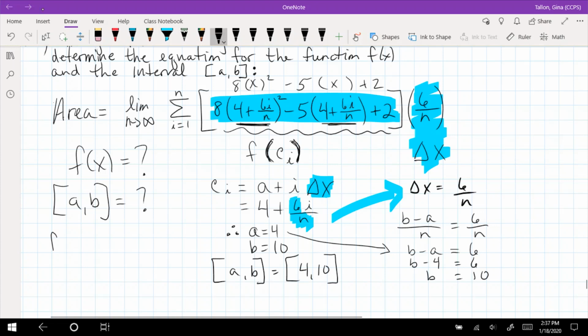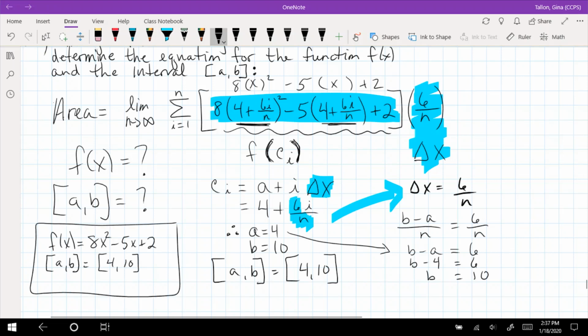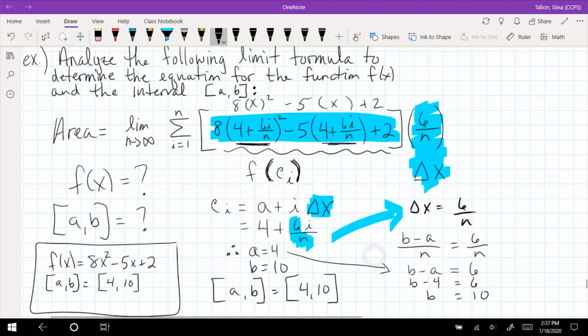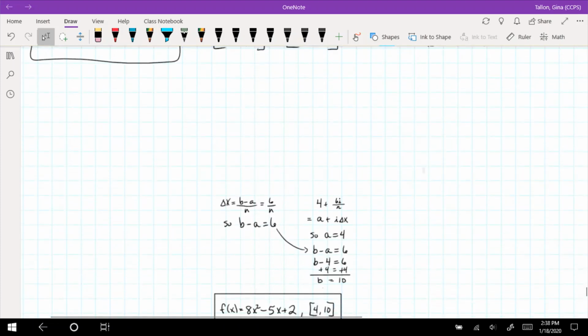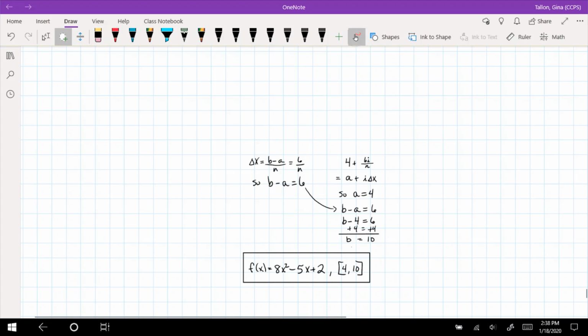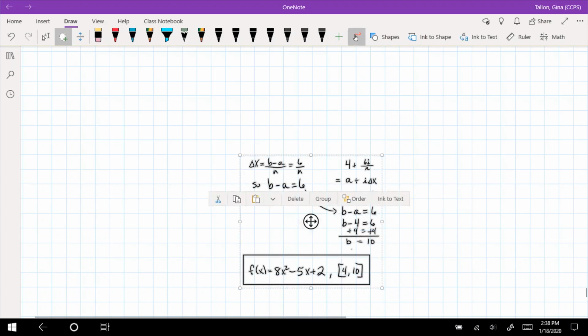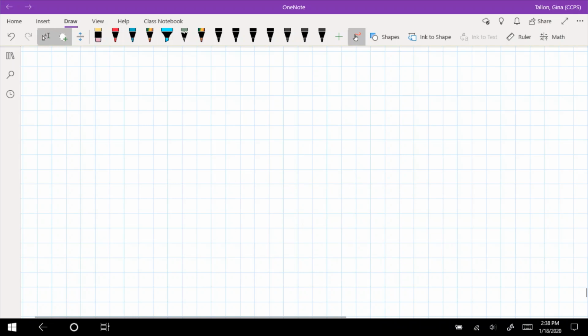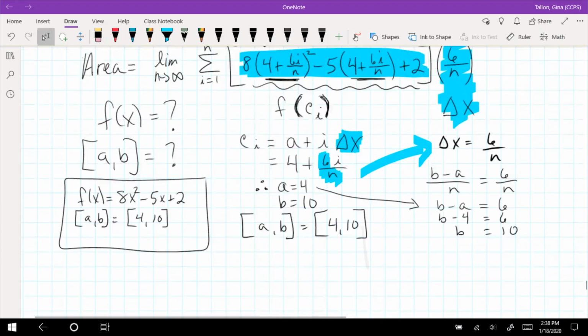So let's wrap this up. f of x is equal to 8x squared minus 5x plus 2. And my interval from a to b is the interval from 4 to 10. That's what I asked, and that is the answer to the problem. So that should be something you could sit and work through again if you needed to. Okay? Alrighty. This was me earlier working that out and writing that answer, so you know what I think I will do is simply erase this, because I already have it, and it's gone. Okay.